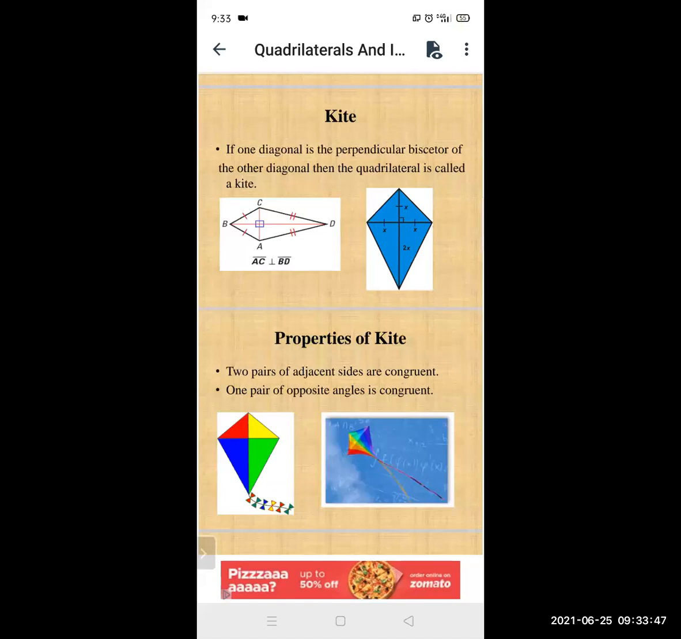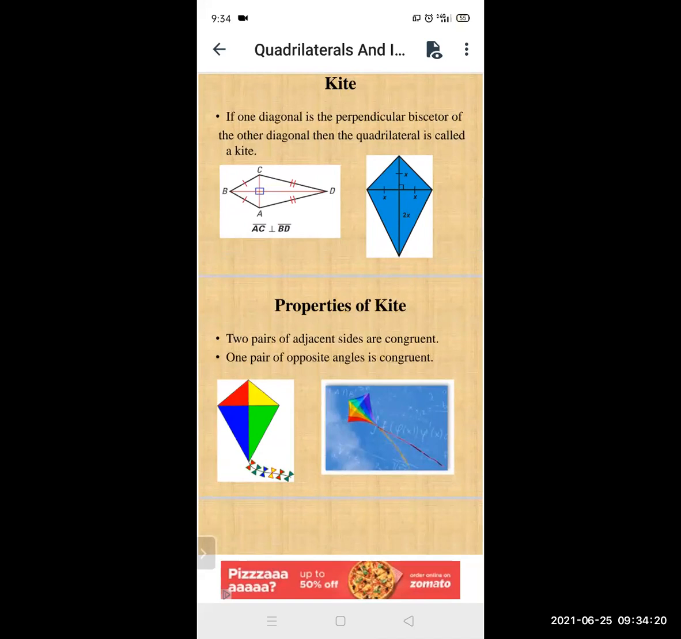What is a kite? If one diagonal is the perpendicular bisector of the other diagonal, then the quadrilateral is called a kite. When we draw a kite and draw the diagonals, and if it is a perpendicular bisector, it means it forms an angle of 90 degrees, then that closed figure or quadrilateral is called a kite. From the properties we can get it more clear what a kite is.